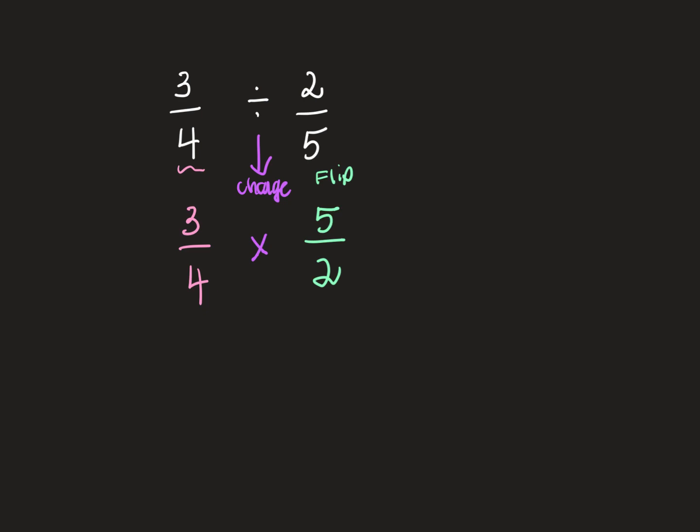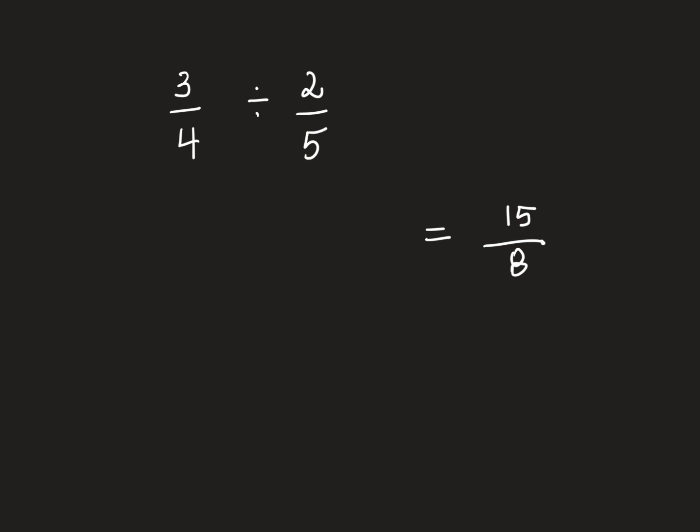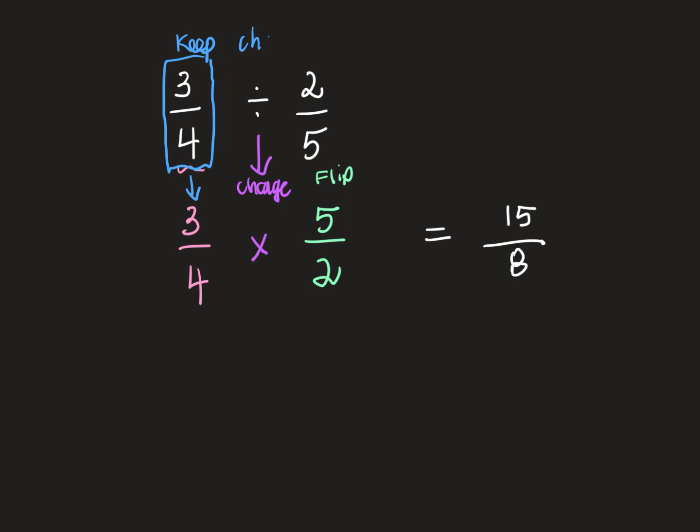Now what we've got is just a multiplication problem. How do I multiply fractions? Multiply across the top, multiply across the bottom. 15 over 8, and we're done. So what do I do? Let's go through that again. The first one, I keep it the same. Keep. The sign, I change from division to times. Change. And the fraction, I flip it over. Keep, change, flip.